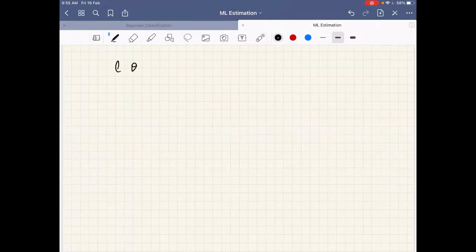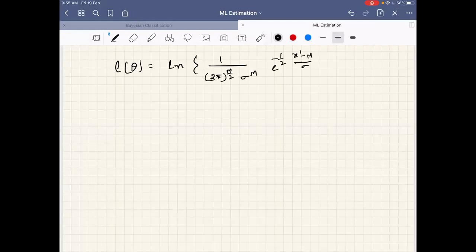So what I'm writing is L of theta, ln of (1 by 2 pi) whole power m by 2, and then sigma power m, e power minus half (x1 minus mu) by sigma square. So I will write here, in simplified notation, sigma (xk minus mu) whole square by sigma square. Is this correct or not? Yes, sir. So now let me simplify this.